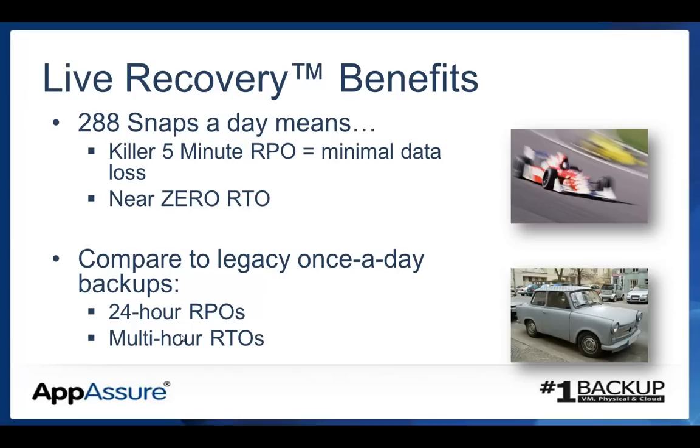So the side effect on the actual protected server during a snapshot is we see an average of 1 to 2% CPU utilization. We see an average of 50 to 100 megs of memory being consumed, and we see very, very little disk I/O. That enables us to do a recovery point objective as frequent as every 5 minutes, 288 snaps a day.